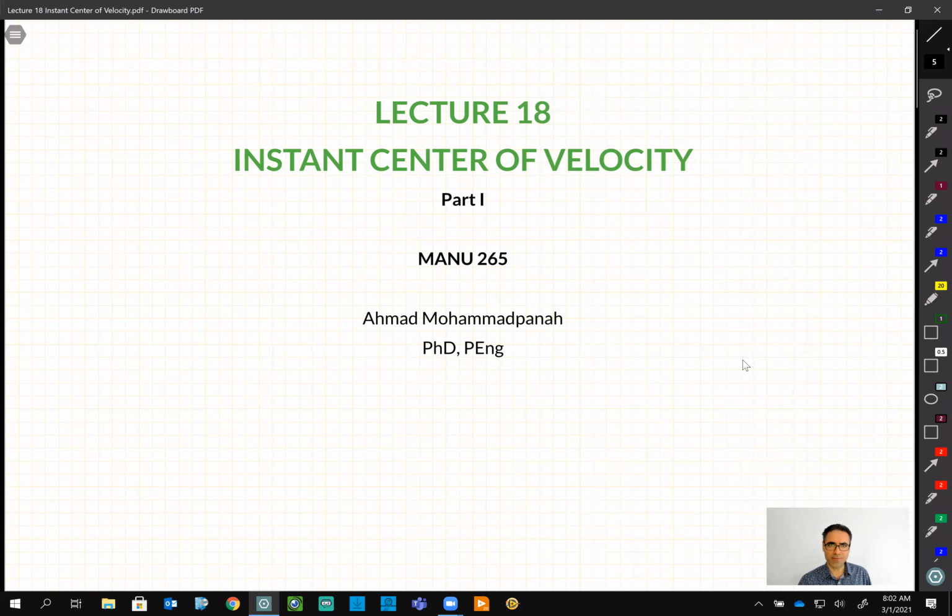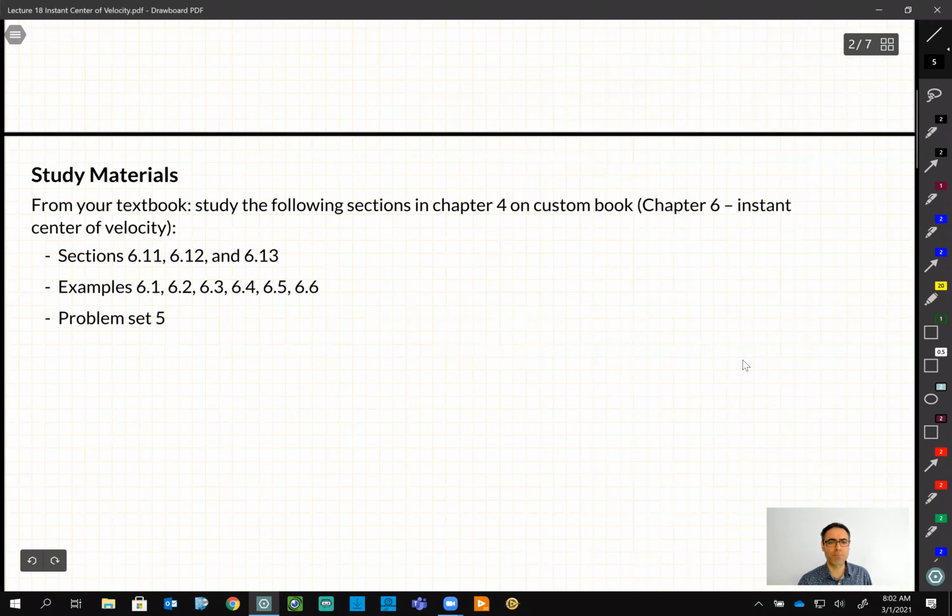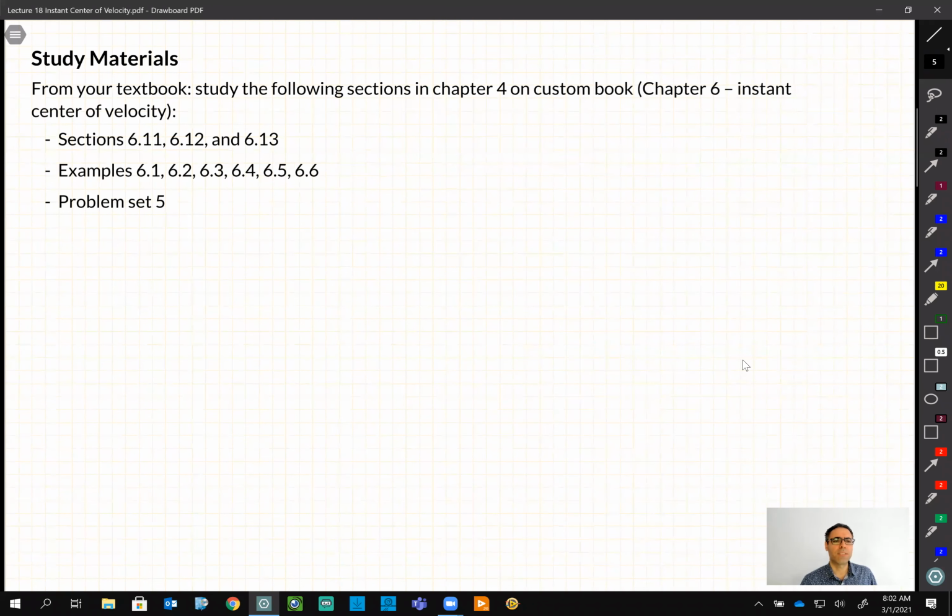It's considered to be a relatively fun topic compared with the previous topic that we have. It's more geometry. The material to study for this is the following sections from your chapter 4, on your custom book, which is the equivalent of chapter 6, titled Instant Center of Velocity. Please just study sections 11, 12, and 13. If you are interested and you have time to study the rest, that's okay. But these sections are important to study.